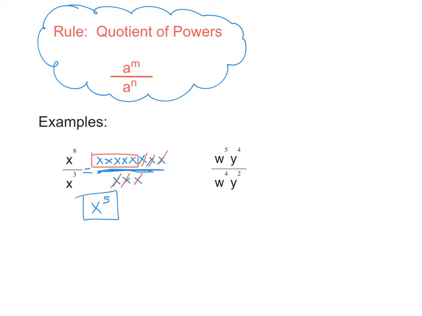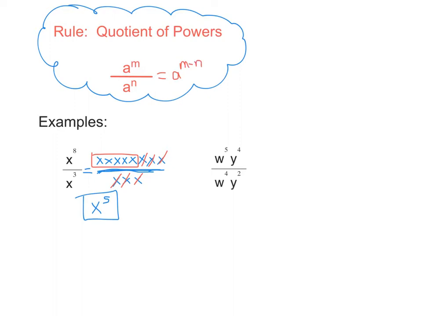So the rule, if you can notice here, we have an 8 right here and a 3 right here. If we take 8 and subtract 3, we get 5. And that's what we've done. We've taken away those 3, and we have 5 left. So the rule up here is that if we have a base of a raised to the m power, over a base of a raised to the n power, we can leave our base of a and we can subtract the m, the numerator exponent, minus the n.